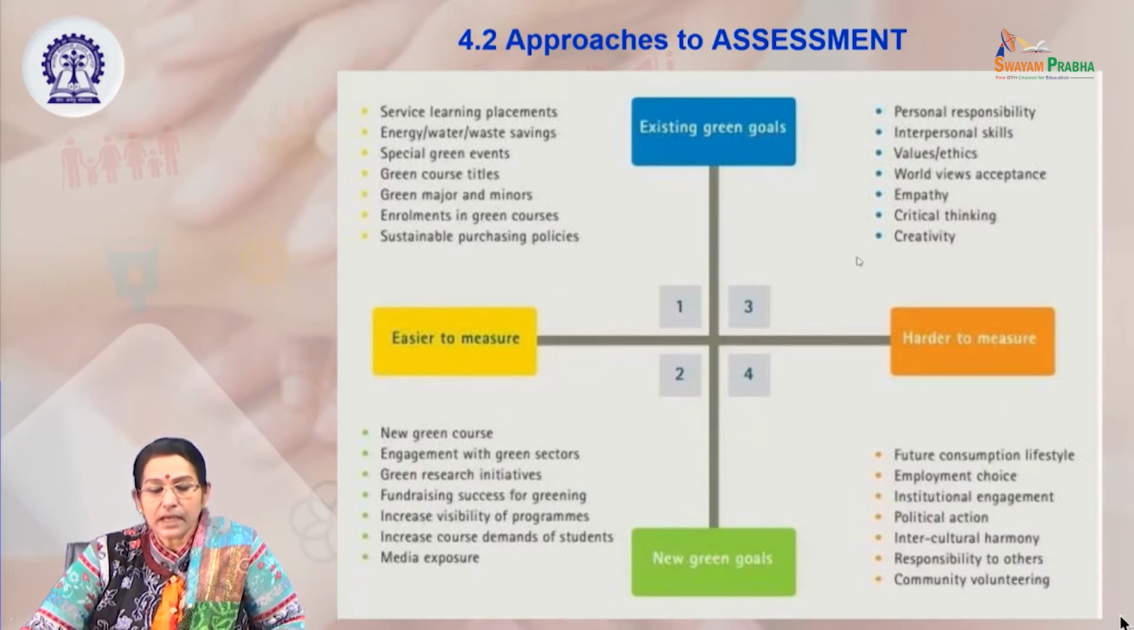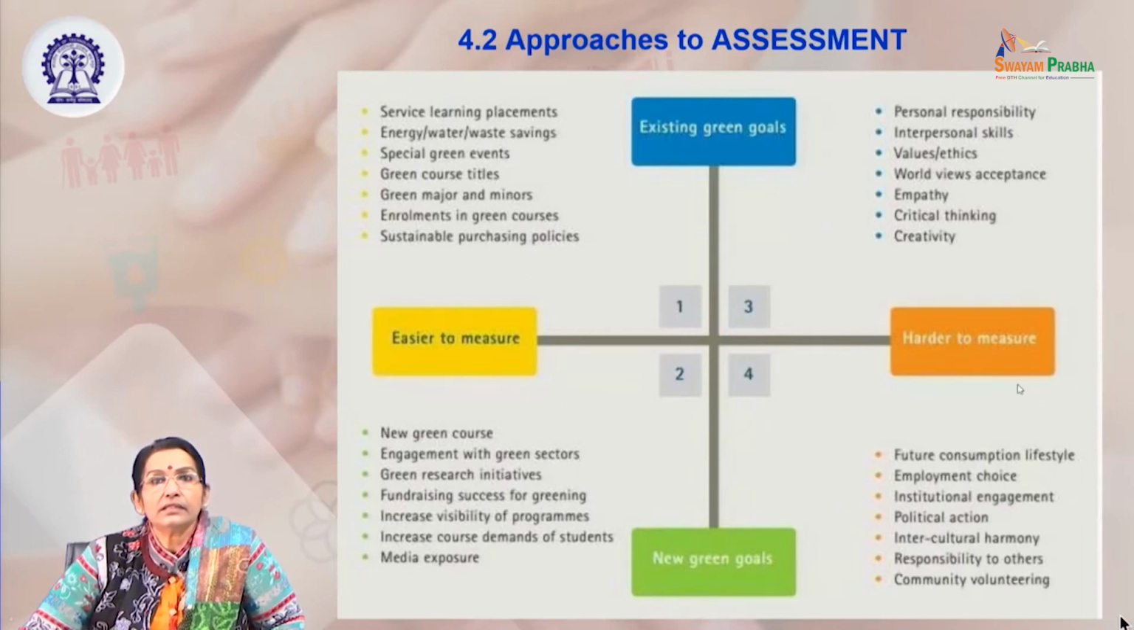On the other side, the individual personal responsibilities of each and every category of stakeholder, their interpersonal skills, values, ethics, soft skills, empathy, critical thinking, learning aspects, creativity, all these things will be developed. Then from another aspect, the new green course. When we are designing a new green course, the engagement with the green sectors, green research initiatives, fundraising for the success of greening, increasing the visibility of the programs, publicity, advocacy, increasing the course demand among students, media exposure, these things will be taken care of.